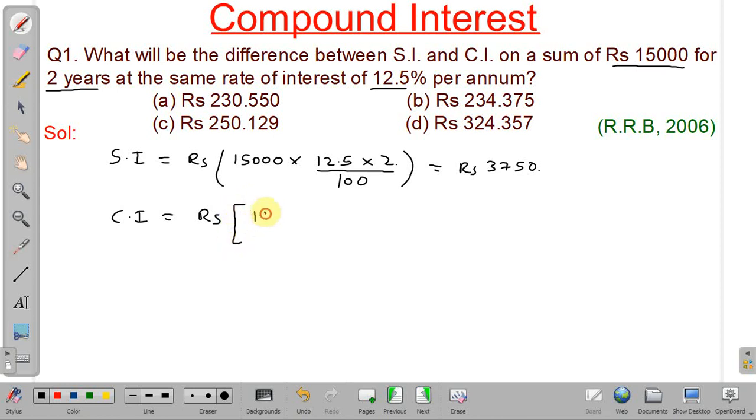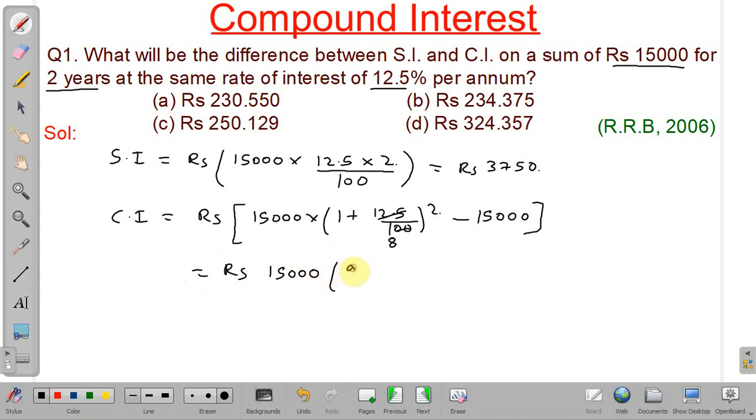So amount will be rupees 15,000 into 1 plus 12.5 by 100 to the power 2 minus 15,000. So after dividing this we will get 8, and it will be equal to rupees 15,000 into 9 by 8 into 9 by 8, as power is 2, minus 1, and it will be equal to rupees 3984.375.